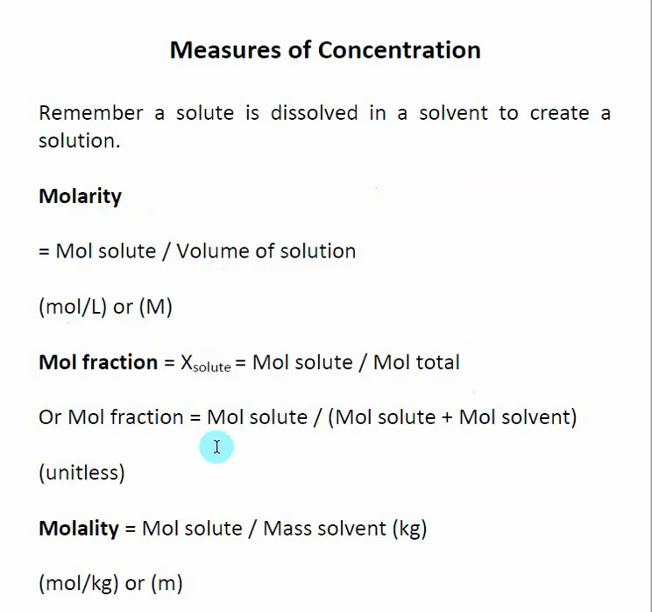The next measure of concentration that we're going to see is called a mole fraction. And sometimes the mole fraction is represented by an X. And that's really just saying how many moles of solute do we have in the total number of moles, where the total number of moles is the moles of the solute plus the moles of the solvent. And really what this is saying is what percentage of the total number of moles are due to the solute. So mole fraction is equal to moles of solute divided by total moles, and this number is going to be unitless, and it should always be less than the number 1.